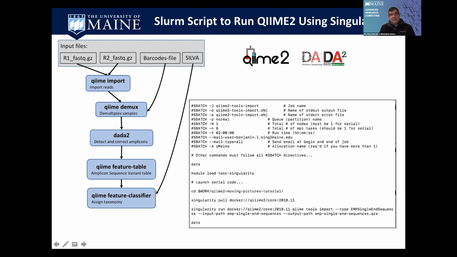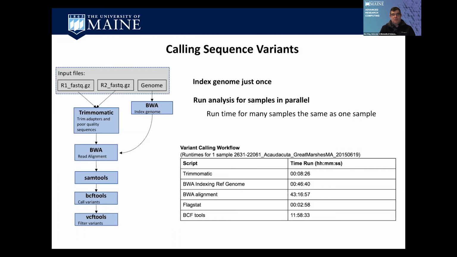Other workflows are like calling sequence variants. Again, Kayla's been working on this, where we have a reference genome, and then sequence data from different individuals of this particular species, and we're trying to determine whether there's sequence variation near different loci in the genome. So it becomes very easy to do this analysis. We have to create an index for the genome that we're searching. We do this just once, and this can be a slightly time-consuming step, 46 minutes or so.